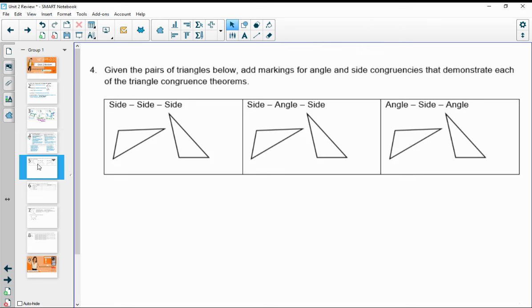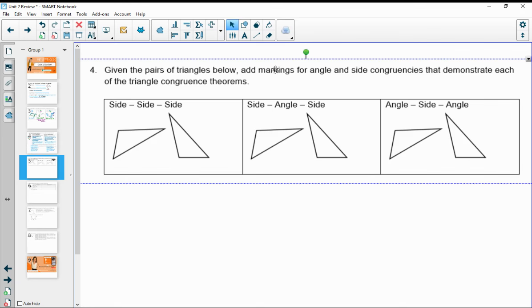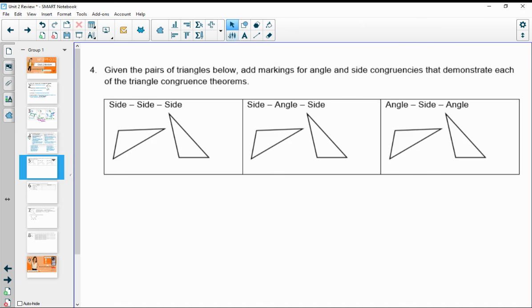All right, number 4, given the pairs of triangles below, add some markings for the angles to demonstrate each triangle congruence. So if we did side, we would want to make sure that we had all the sets of sides with markings on them. So this would be that those two are congruent by side.